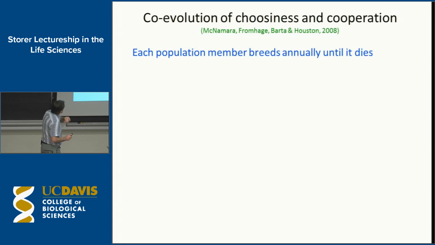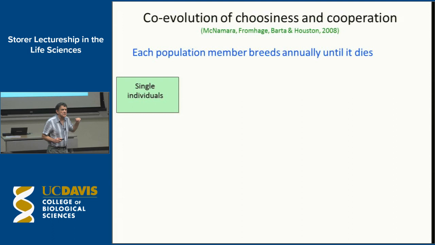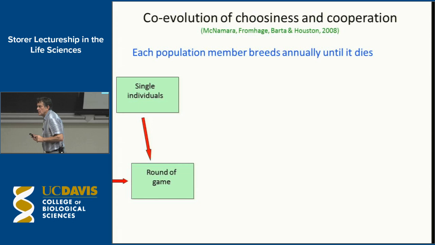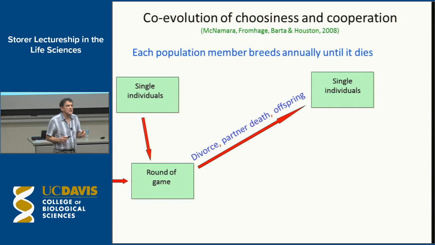Let's examine this by looking at a population where each population member breeds annually till it dies. At the beginning of each year, there's a pool of individuals which are single. They pair up at random, and they're joined by others who have remained together from last year as pairs, and they play a game. The game is to get some sort of resources, and the resources are then converted into reproductive success. Again, this could be an asexual model, although you could do this with males and females, but we didn't do that. Now after that, individuals decide whether to divorce their partner or not.